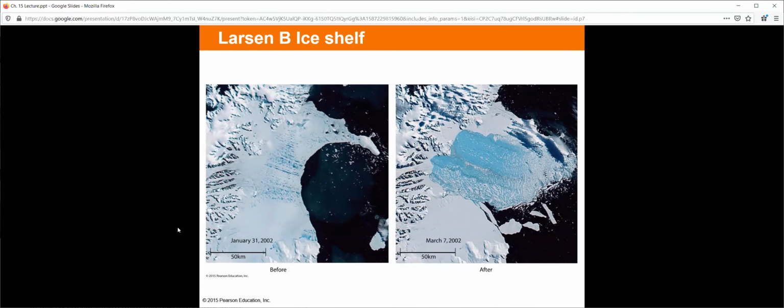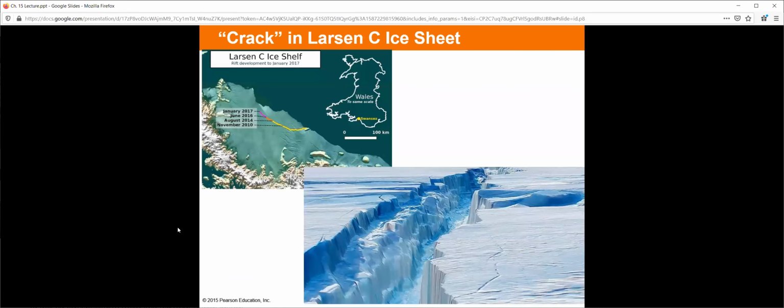Image shown here from January to March of an ice shelf forming. You can see the after picture has this gigantic amount of ice that wasn't there before. And of course, as I said, these things crack off, they break off, what have you.